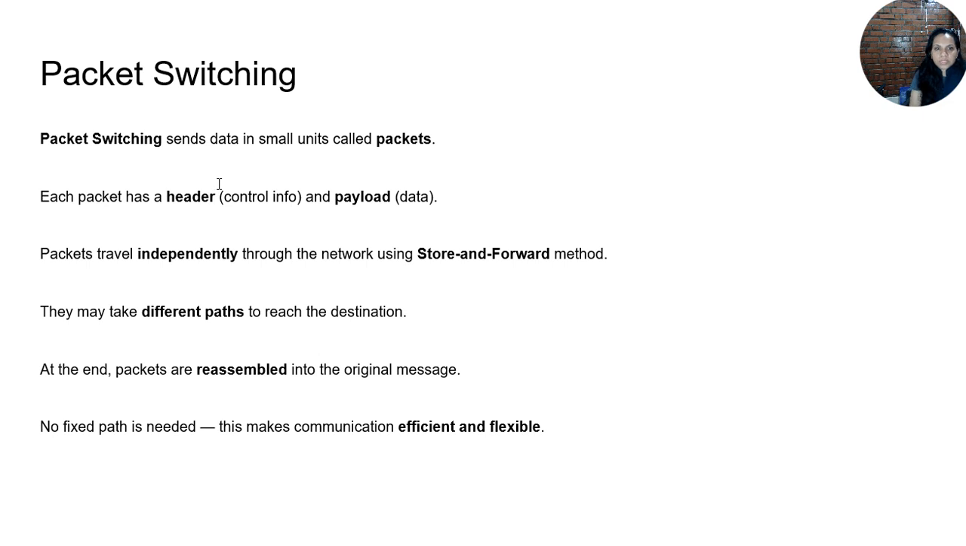Now packet switching sends data in smaller units called packets, and each packet has a header and payload. Payload is the data here, and packets travel independently through the network using store and forward. They may take different paths to reach the destination. At the end, packets are reassembled into the original message and no fixed path is needed. This makes the communication efficient and flexible.